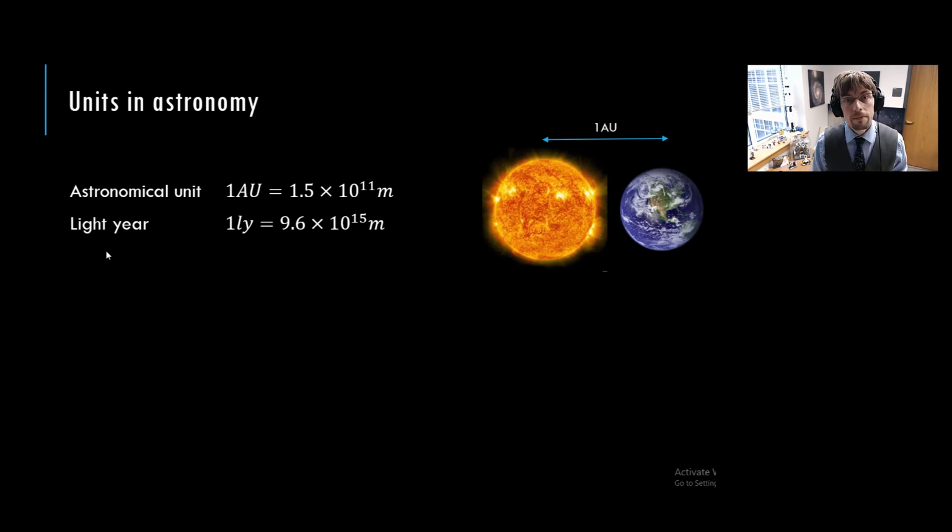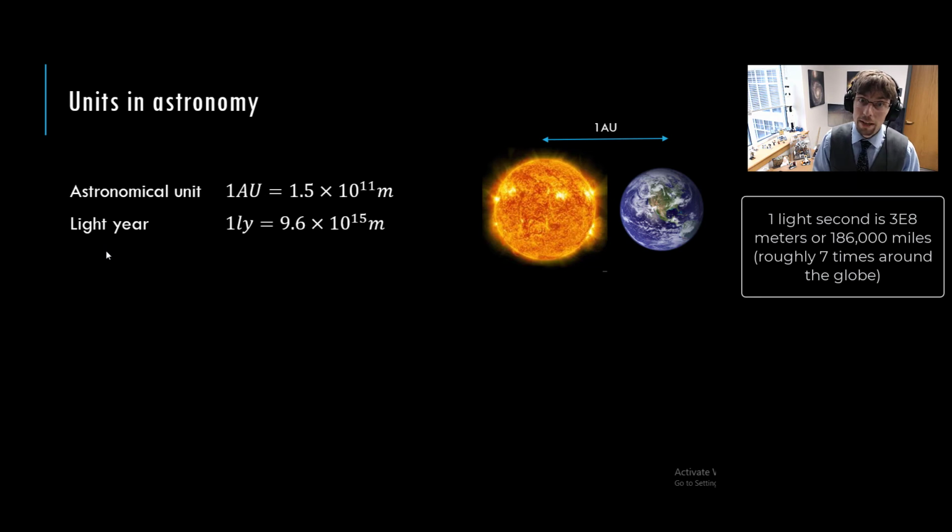Next piece. You could also do this if you want for a light minute. In other words, how far does light travel in 1 minute? You could also do what's called a light second. How far does light travel in 1 second? That one you already know: 3 times 10 to the 8th meters. A lot of the distances that we will be working with will be in light years. How far light travels in 1 year.